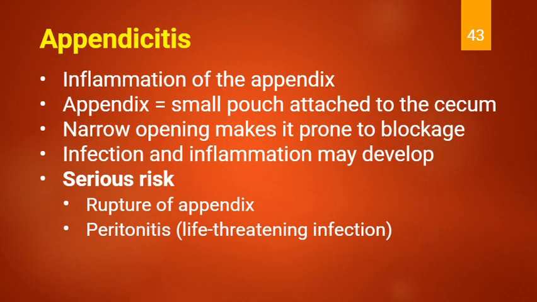Appendicitis is inflammation of the appendix, which is a small, narrow pouch that extends from the cecum at the beginning of the large intestine. Because the appendix has a very narrow opening, it can easily become blocked. When blockage occurs, bacteria multiply inside the appendix, leading to infection, inflammation, and increased pressure. If appendicitis is not treated promptly, the appendix may rupture, allowing infected material to spill into the abdominal cavity. This can lead to peritonitis, a serious infection of the lining of the abdomen that can be life-threatening.